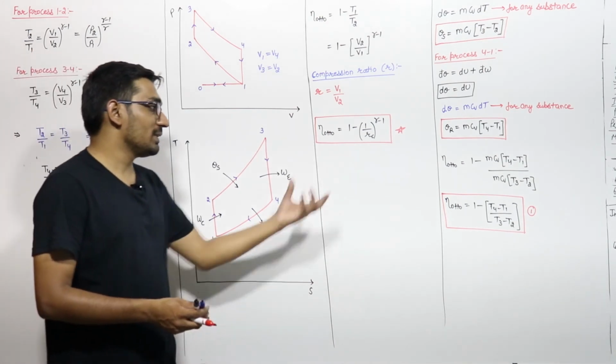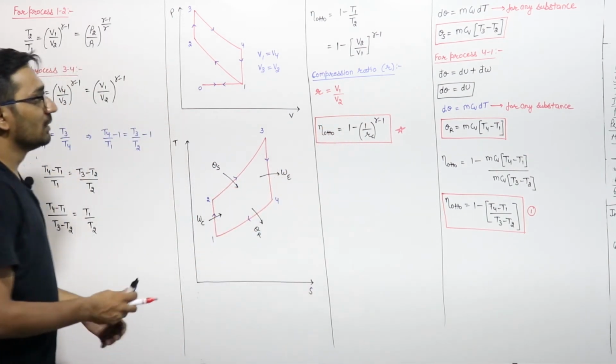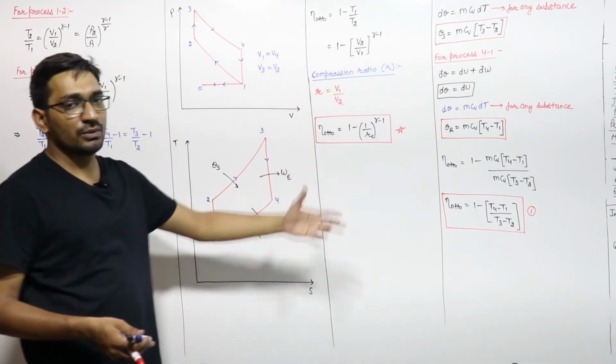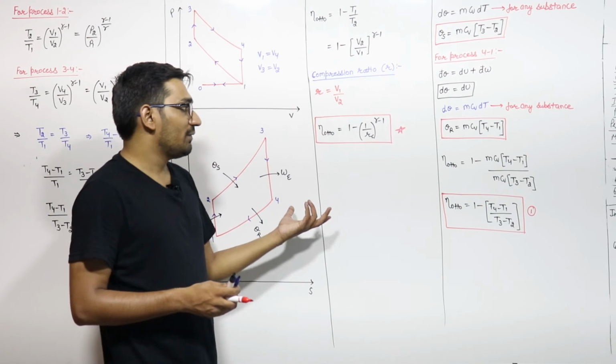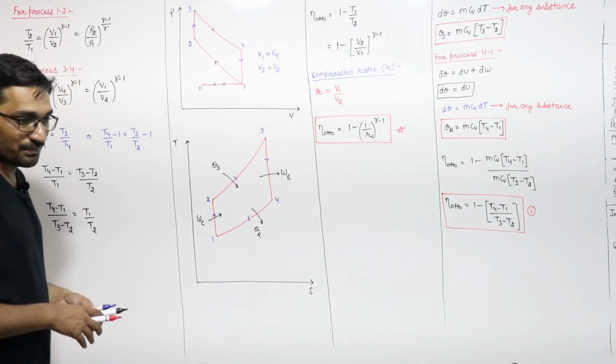No need to remember these relations, right? You will be confused because so many relations will be there in the Brayton cycle and reverse Brayton cycle, so no need to remember these equations. So this is the way you can find the efficiency of the Otto cycle, that is 1 minus 1 upon r raised to power gamma minus 1.